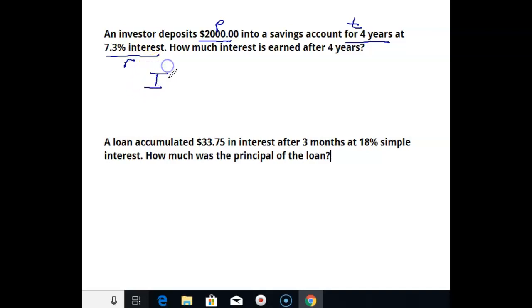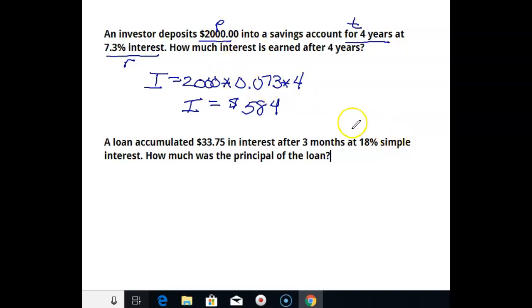So my interest that I'm going to earn on my savings account of $2,000 times 7.3%, which is 0.073, times 4. If I calculate all of that out, 2,000 times 0.073 times 4, the interest that I'm going to earn on my account is $584. I'm not going to go any further than that. Normally they would say how much is in total in the account. It'd be 2,000 plus 584, or $2,584. All right.